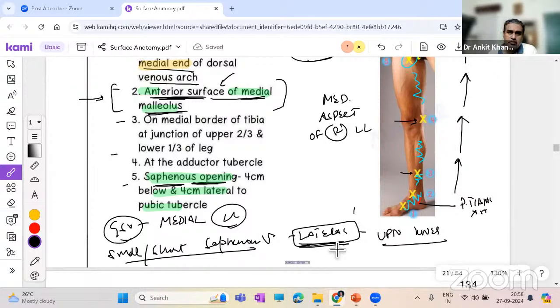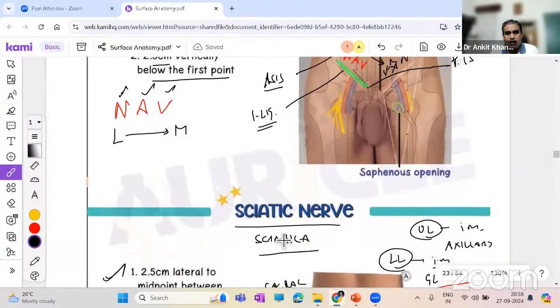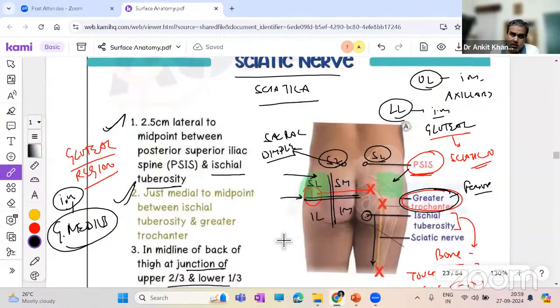Okay. Saphenous opening, femoral vein, I told you, femoral tapping, how to take the blood out of it. And the great saphenous vein discussed, a life-saving thing. In front of the medial malleolus, just open that area and put the IV line. Then the femoral vein, you see the saphenous opening, 4 centimeter, remember, nerve, artery, vein, NAV, lateral to medial. Sciatic nerve, intramuscular injection, very, very important, guys.